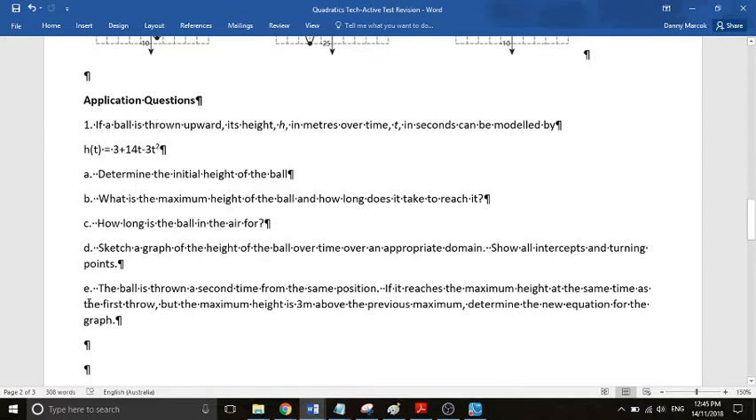Application question. So we're going to read through this whole question. This is the way I'd tackle one of these questions, just so I know exactly what I need to do to be able to answer these things successfully.